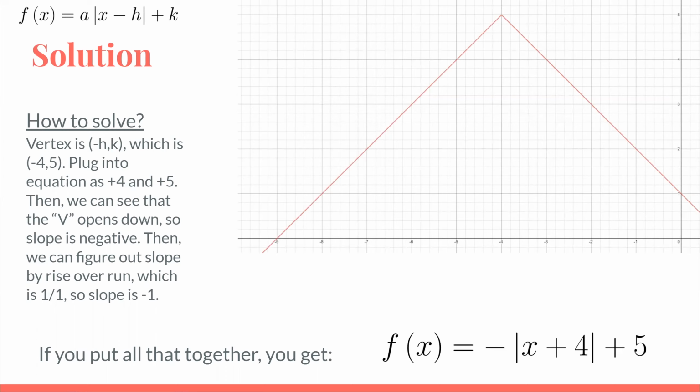Then we can see that the V opens down, so slope is negative. So whatever slope you get at the end must be negative. Then we can figure out slope by rise over run, which is 1 upon 1. So slope has to be negative 1 because we found the slope is 1 and we know that the slope has to be negative. If you put all those instructions together, you get f of x equals minus 1 times absolute value of x plus 4 plus 5.